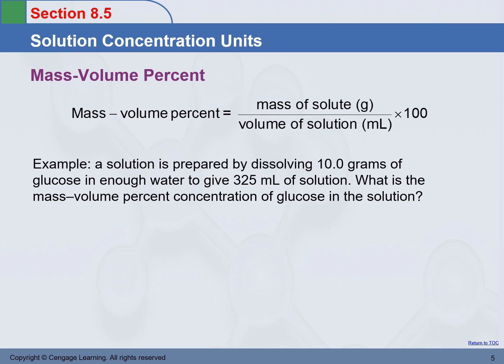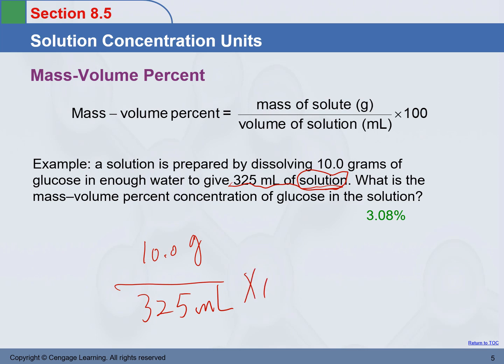All right, again, you can pause the video and do it by yourself, and then come back to check the answer. This is the answer. I hope you got it right. It is very straightforward. You just use 10.0 grams divided by 325 mL. 325 mL is the volume of the solution again. Then convert it to a percentage. You're going to get 3.08%. Again, three significant figures.